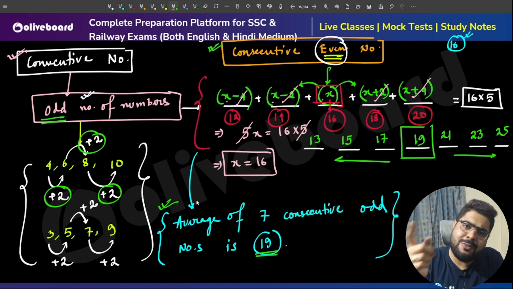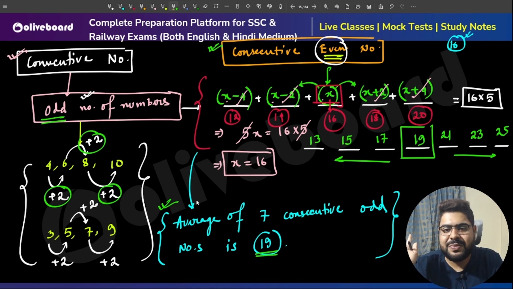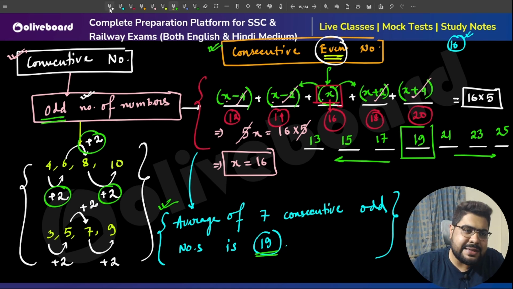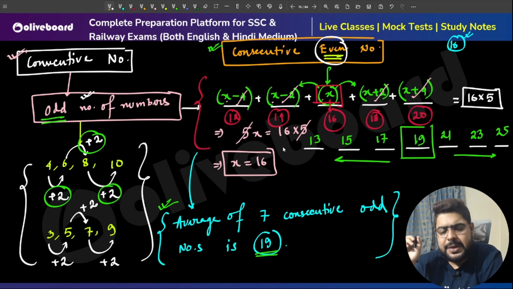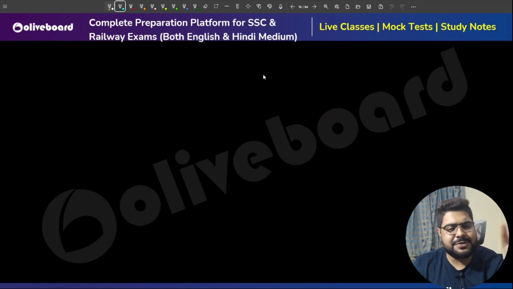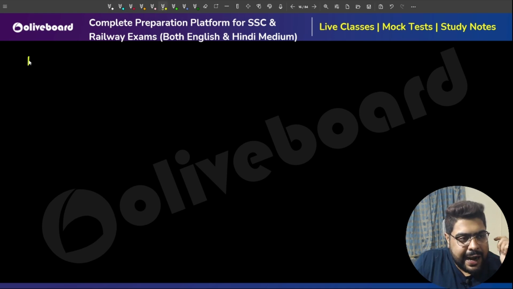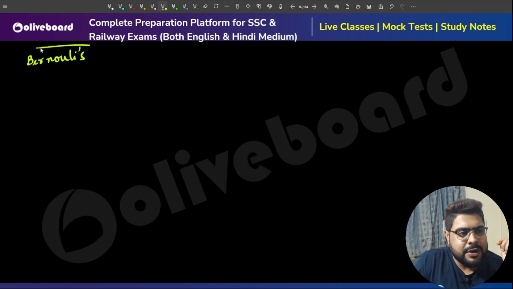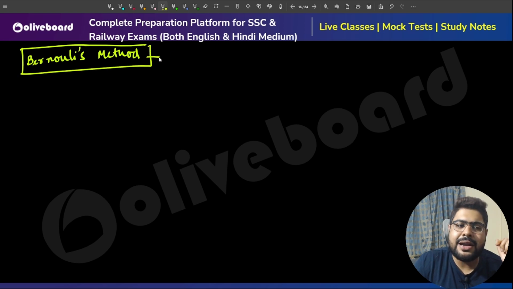Now again, the same goes for even as well as odd. Now you might say, sir, why does this happen? Actually, let's learn a few things. This is a technique. This we understood. There was a person called Bernoulli. This is actually called Bernoulli's method. He was the first person, at least in recorded history, who noticed this. So what did Bernoulli say over there?